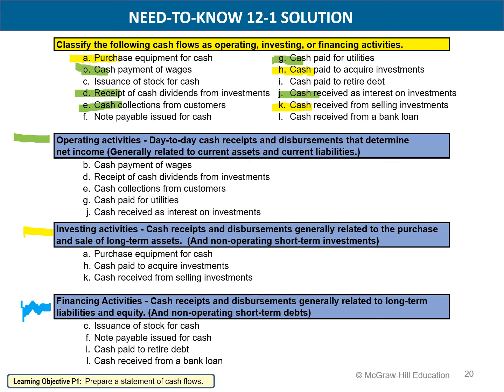Whoops, I didn't want to give you the answers, but I guess we know what remains, right? Anything that's debt or equity related, when we issue stock, that's financing. When we issue notes payable, or when we receive notes payable, that's financing. When we retire debt, it's financing, and when we receive a bank loan, it's financing. Okay? So hopefully you found that to be helpful.